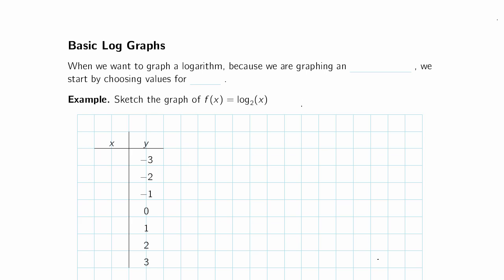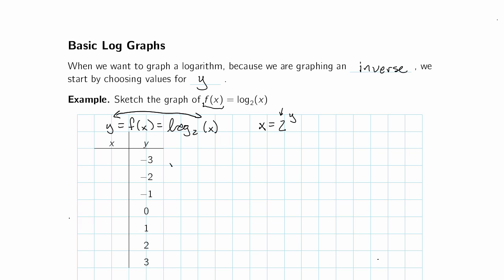And the strategy is, because we're graphing an inverse, instead of choosing values of x and plugging them in, we're going to choose values of y and find the corresponding values of x. See, on the graph of this function, we have y equals f of x is log base 2 of x. So that means that x is 2 to the y. Right? Base stays the same. Argument and exponent switch places.